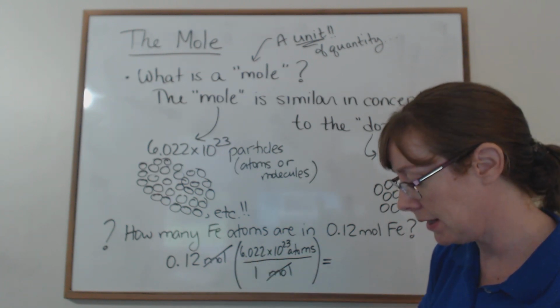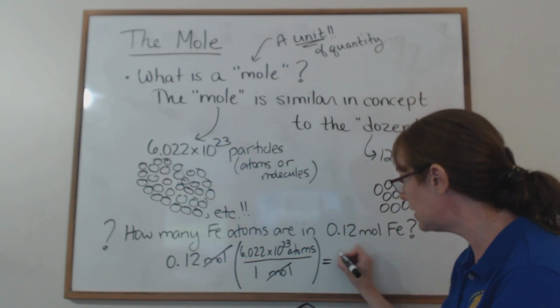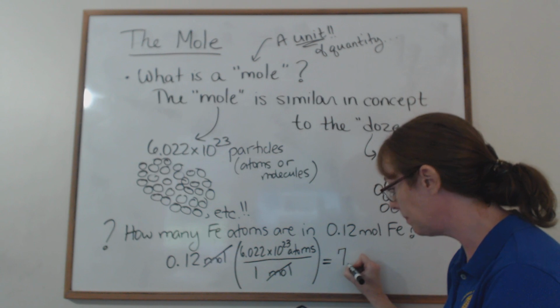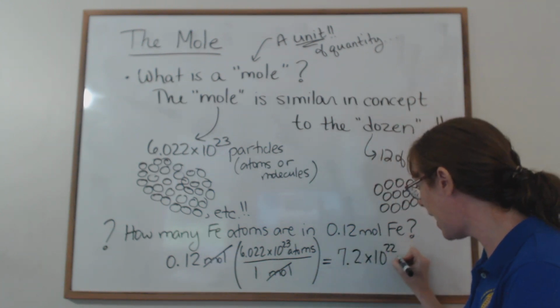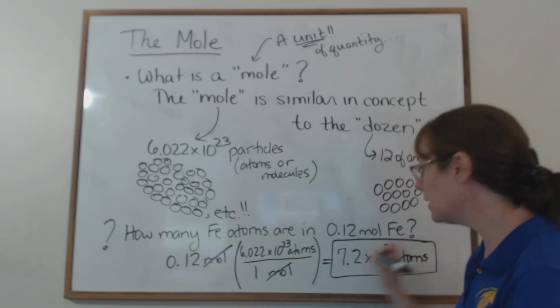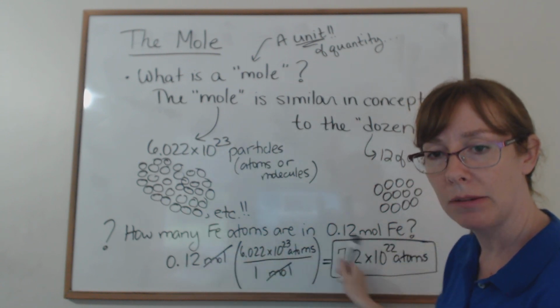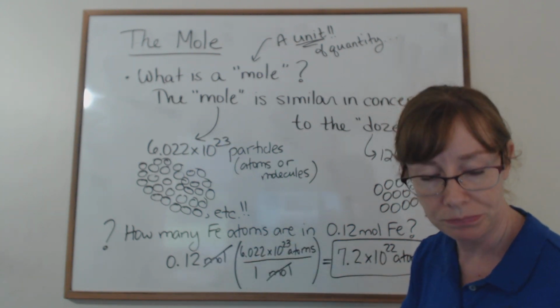0.12 times 6.022 times 10 to the 23rd, and I'm getting 7.2 times 10 to the 22nd atoms, and that would be the right answer. So that's converting between moles and atoms. You just use this Avogadro's number conversion factor.